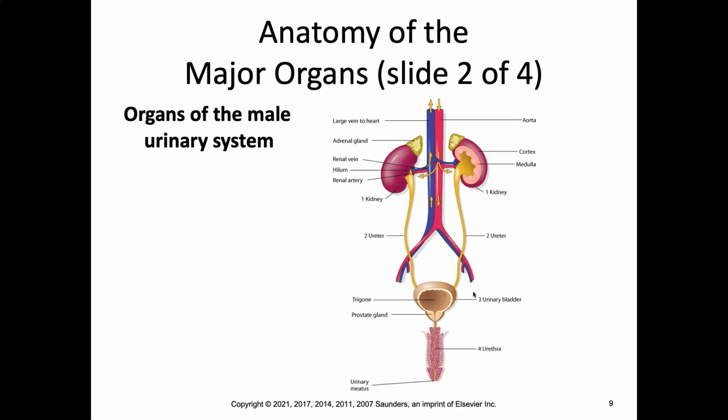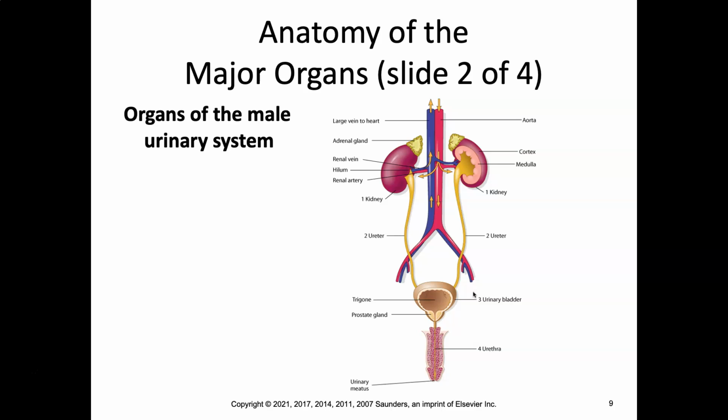And this is a picture of those. This is a good one to look at. You can see the veins and arteries that are involved with this. You can see the kidneys, the adrenal glands that sit on top of the kidneys, and it goes all the way through here. You can see where the prostate gland is just below the urinary bladder.